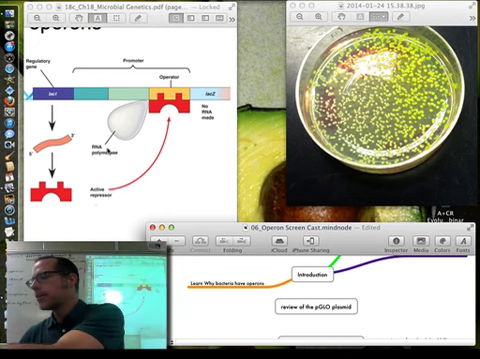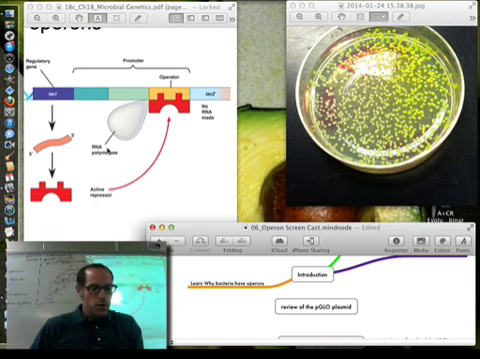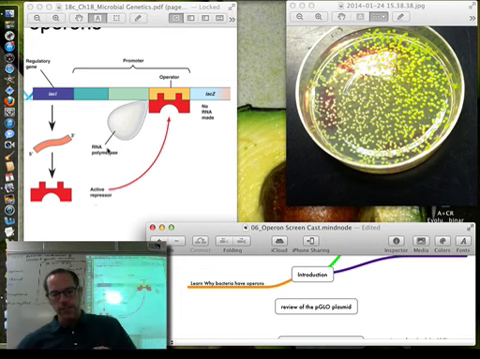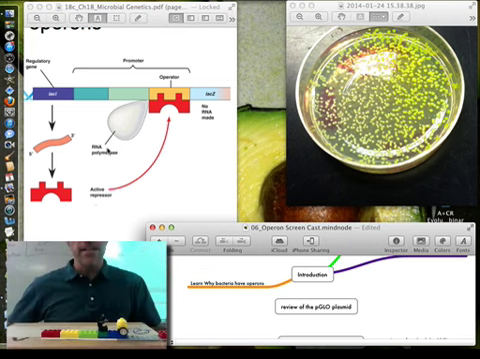I'm going to jump over to my Lego model and try and explain this a little bit more clearly. Zach, you want to take care of that bend? Get us to 88 degrees.